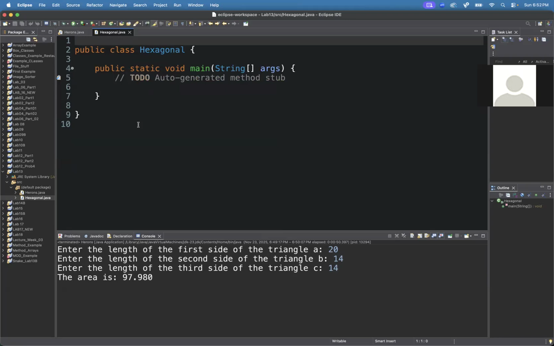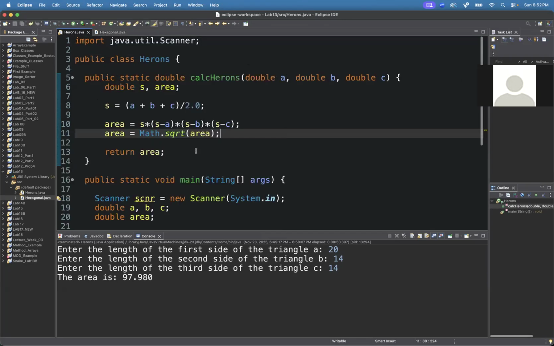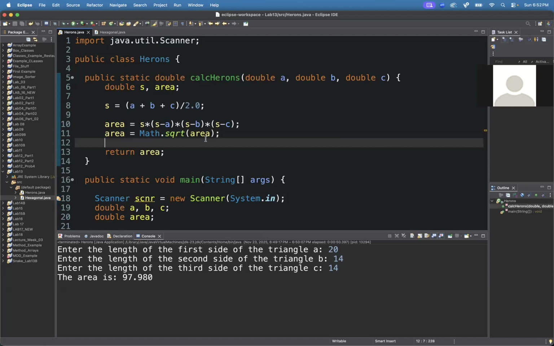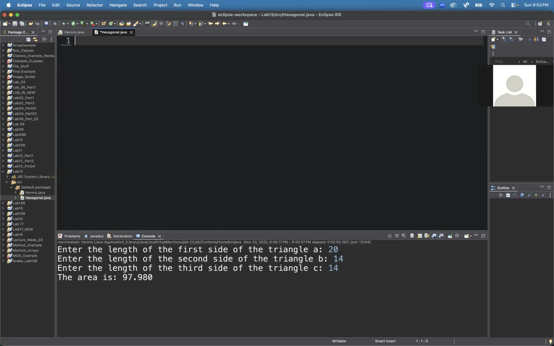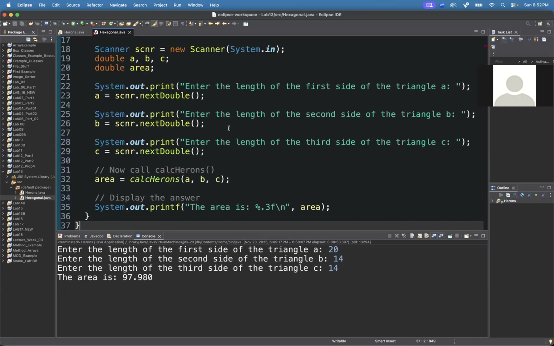And we've got nothing in here now. And to reuse as much work as possible, I'm just going to go to Heron's formula. I'm going to copy paste this entire thing. I don't know why, when I'm doing Control A to select everything, it's not showing up. But I did copy it and I pasted it.